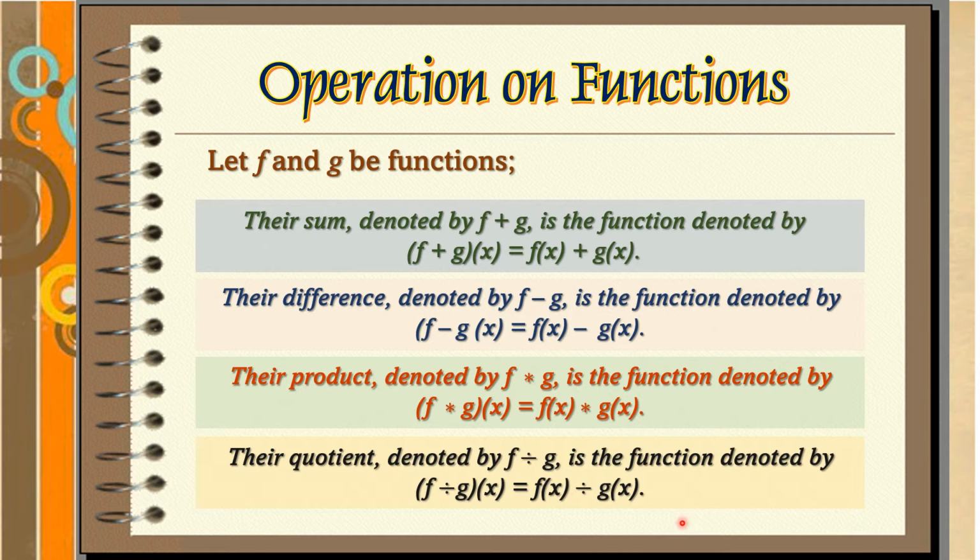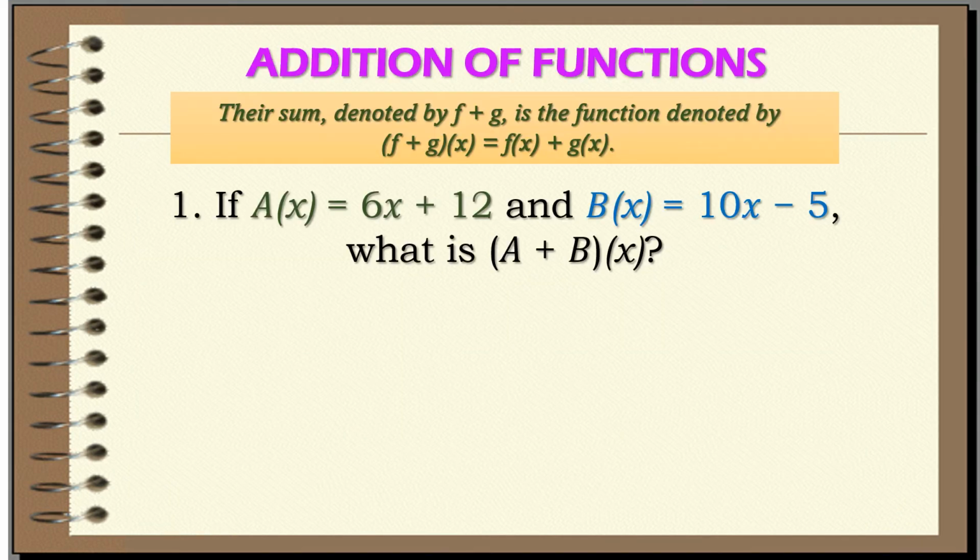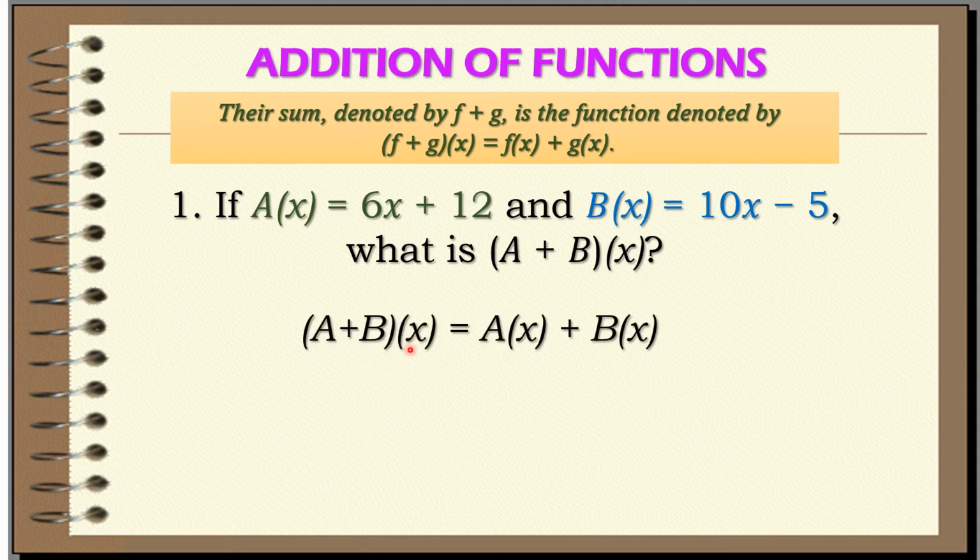So this is now the operations on functions. It involves 4 operations. So we have here addition, subtraction, multiplication, as well as division. So let's begin with the addition. For addition of functions, we have here the first example. If a of x equals 6x plus 12 and b of x is equal to 10x minus 5, what is a plus b of x? First thing to do is to define the operation of the function. So we have here a plus b of x is equal to a of x plus b of x.